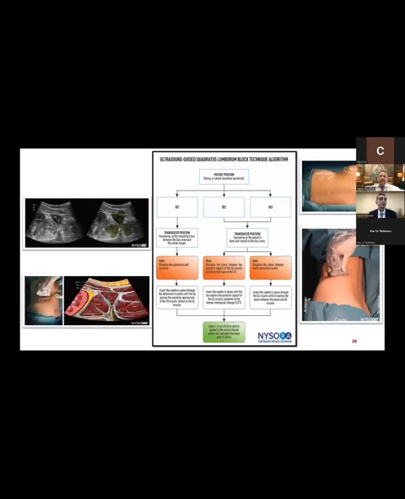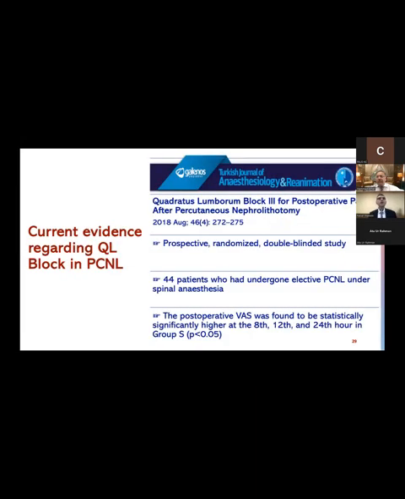Identify the acoustic shadow of the L4 transverse process and the erector spinae muscle. Then insert the needle in the posterior to anterior direction through the quadratus lumborum. I'm not going into the detail, because it's not worth mentioning all the details of this block. But what we need to see is the current evidence regarding QL block and PCNL.